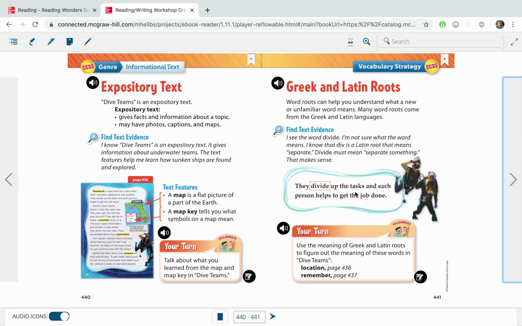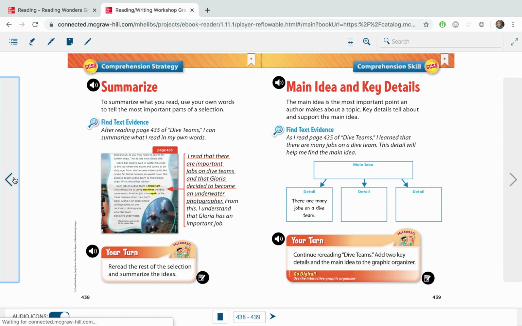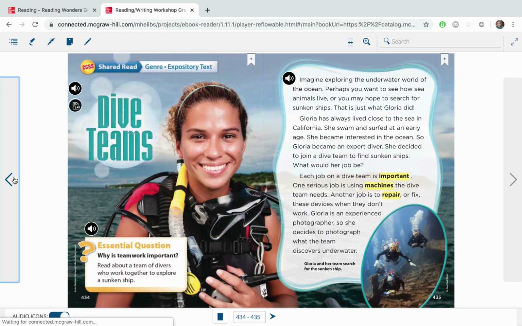They divide up the tasks and each person helps to get the job done. So they separate them up, they hand them out, they divide them. Okay? Knowing those chunks and what they mean are going to help you a lot in third grade understanding words in expository text and in science and a lot of words while you're reading. So, if you're on the second day, I hope you forward through all of this and go straight to the story. But here's your story.